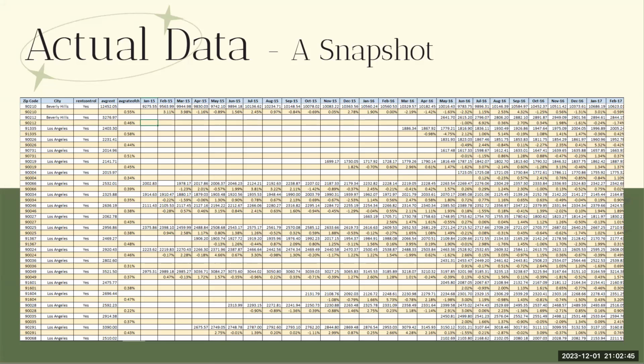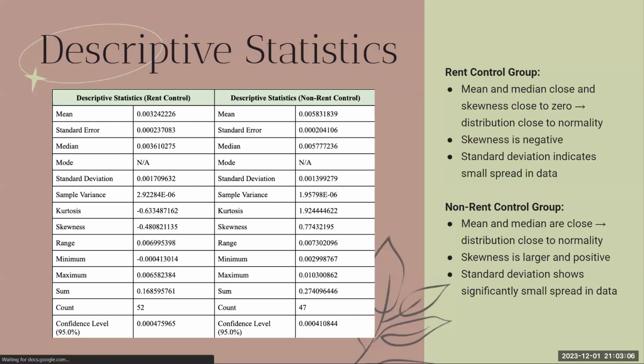Now moving on to our actual data. Here is a snapshot of our actual data, and if you see here on the white rows, it's the dollar amount for average rent for that month. And then in the yellow rows, we calculated the average rate of change per month. And then in the fifth column, we have the average rate of change of monthly rent prices by zip code. And in our next slide, I'll go over our descriptive statistics.